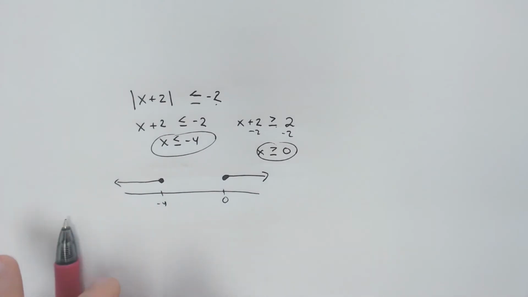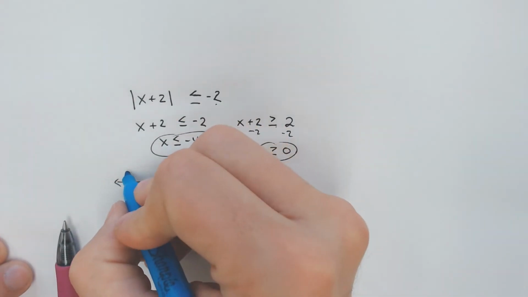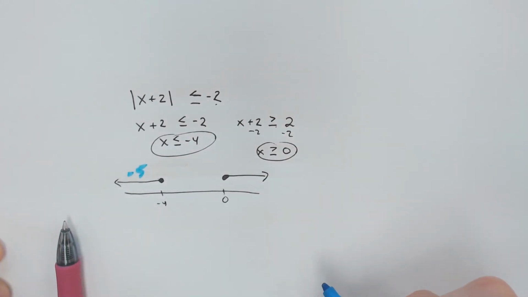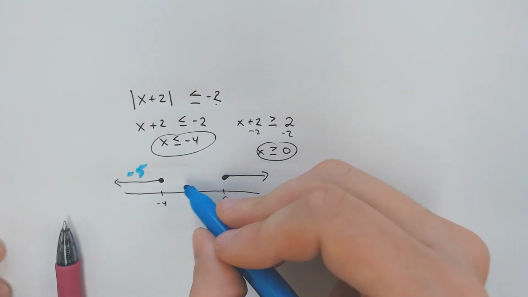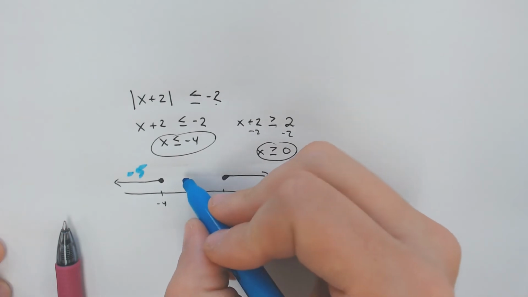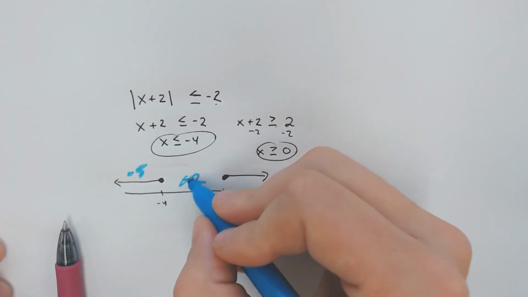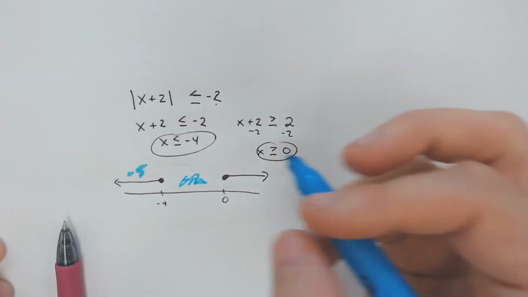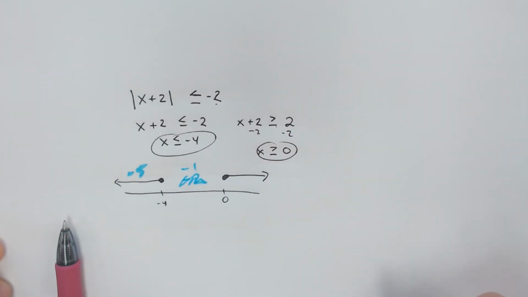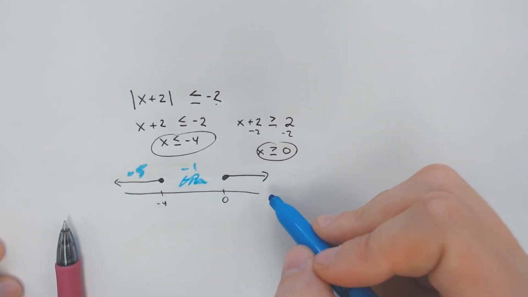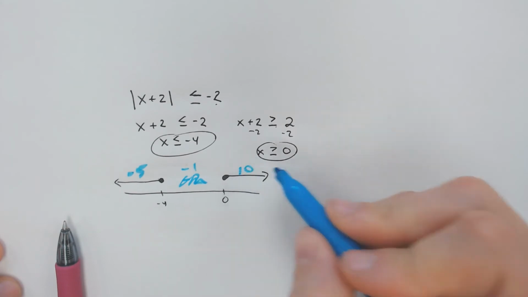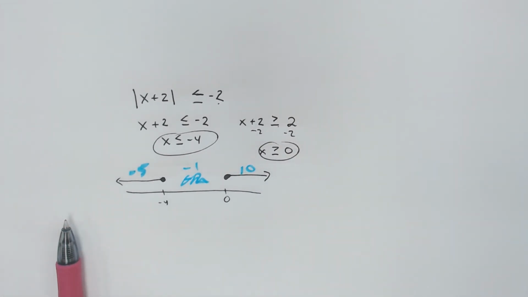And then we have to test out some numbers. So I'm going to plug in negative 5, again, because it's smaller than negative 4. I'm going to plug in a number in between negative 4 and 0, like negative 2. Oh, no, that's too many 2s. So I'm going to plug in negative 1. And then I'm going to plug in a number bigger than 0. Any number bigger than 0, let's keep it exciting and go with 10. 10's a nice even number.